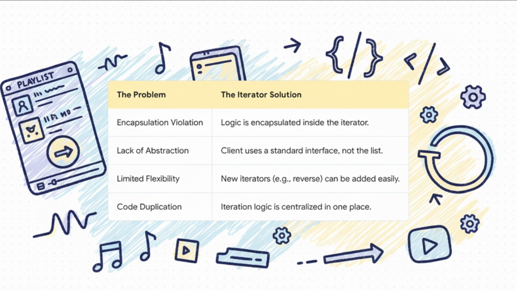That limited flexibility? Poof. We can now create a reverse book iterator or even a skip odd books iterator without ever touching a single line of client code. And the code duplication? It's completely eliminated. The logic for how to traverse the collection lives in one and only one place.